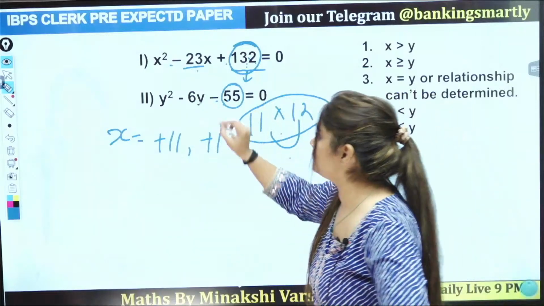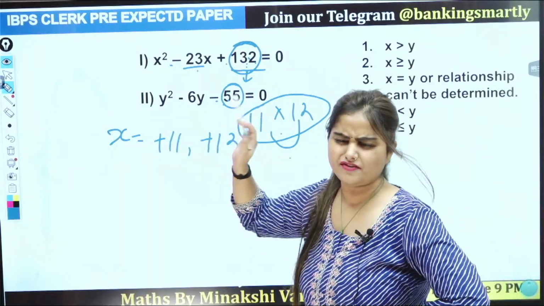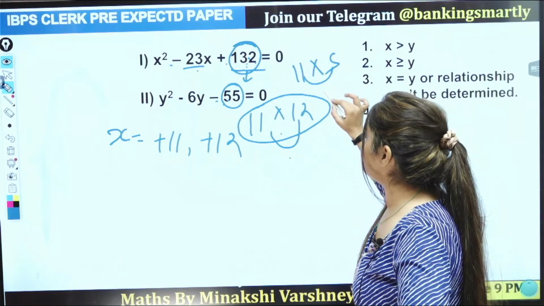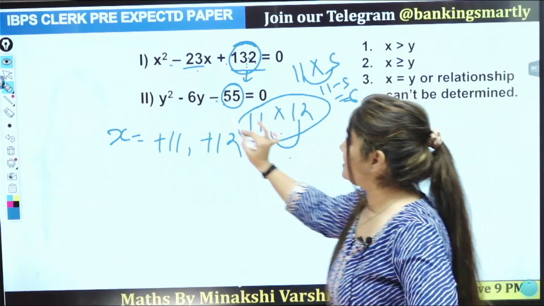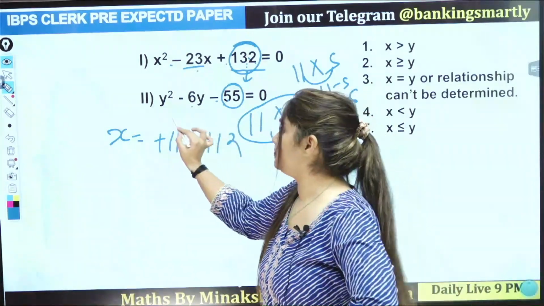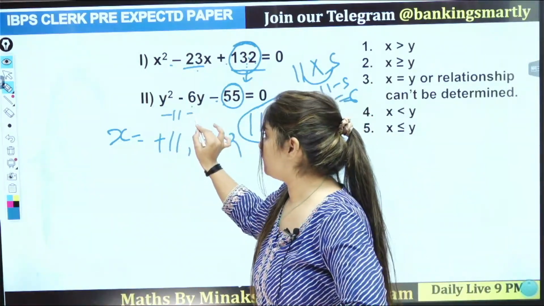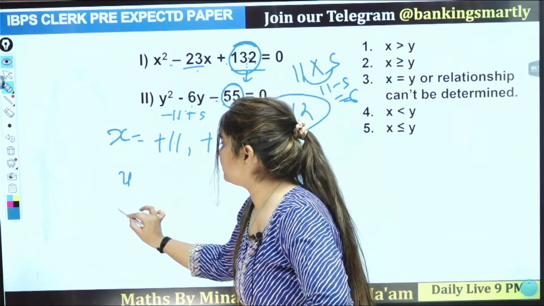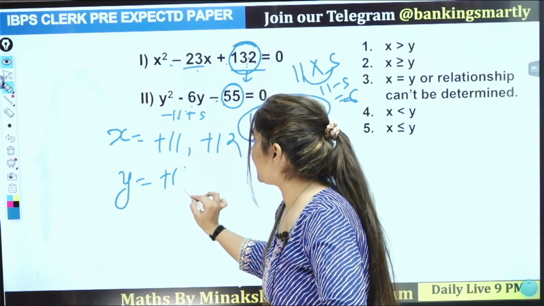That means this is 55. You know that 55 is very easy. 11 5s are 55. And you also know that 11 minus 5 is 6. There is minus 6. That means there should be minus 11 and plus 5. Then we get minus 6. Okay. Then the factors with opposite sign, plus 11 and minus 5.